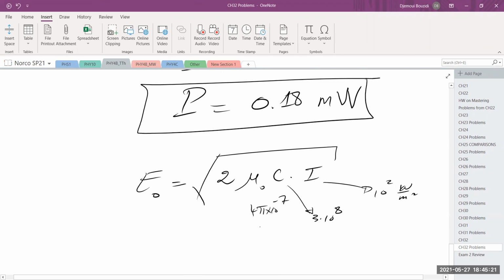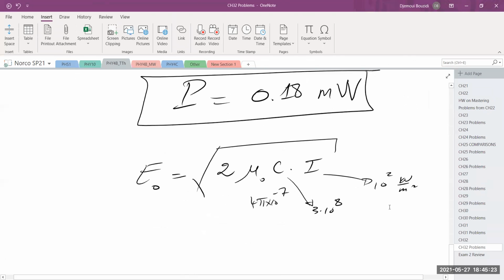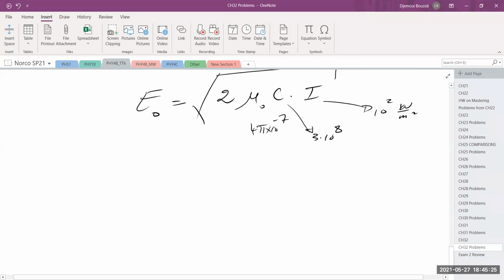Okay, and you'd be surprised. Actually, it's a big E naught. Let's plug in the numbers and see what we have in here. Because unlike the first one from a broadcasting station, the laser beam is actually focused light, and the electric field will be a lot greater. So let's do this.